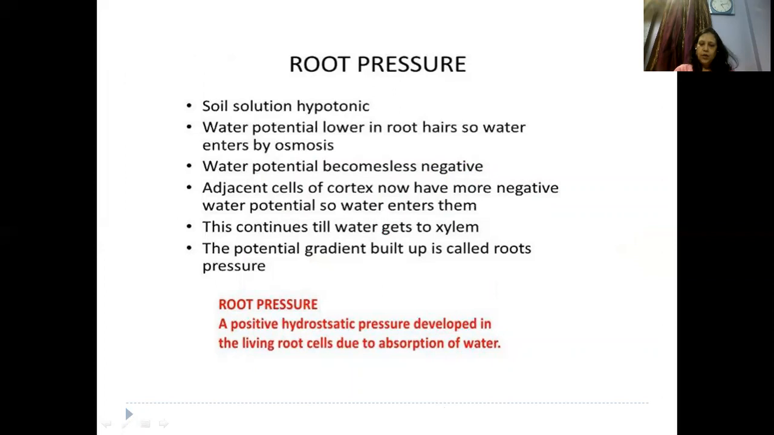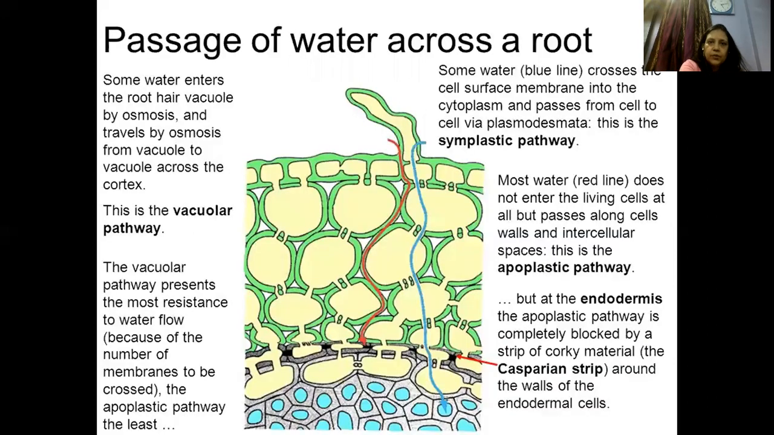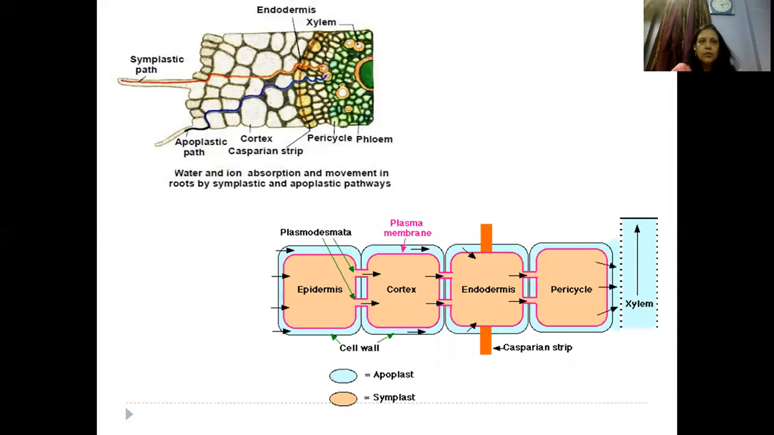Okay. Now what happens in this process? So you will see in this process what happens in the pathway here. So here, what do you find? In this diagram, you will be able to see the plasmodesmata. That is the plasma membrane, the epidermis, the cortex.